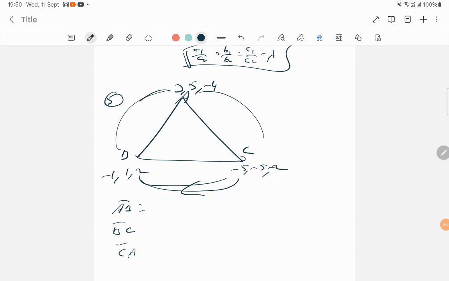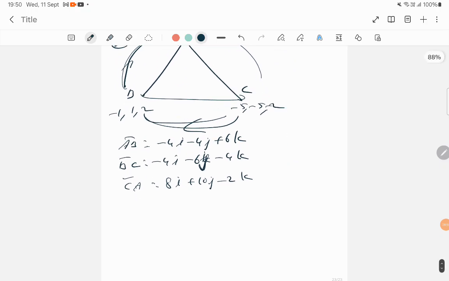So let's take AB as B minus A. So minus 1 minus 3 is minus 4i. 1 minus 5 is minus 4j. 2 plus 4 is 6k. Next, the BC vector, x2 minus x1. Minus 5 plus 1 is minus 4i. Minus 5 minus 1 is minus 6j. Minus 2 is minus 4k. CA is A minus C. So 3 plus 5, 5 plus 5, minus 4 plus 2. Once you get this, you know that they are all direction ratios, they are not cosines.